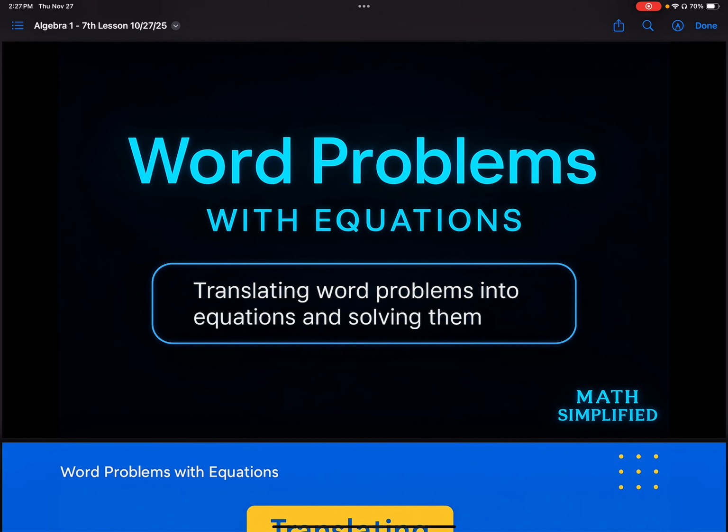Today we'll be doing word problems with equations. So that means translating word problems into equations and then solving them.